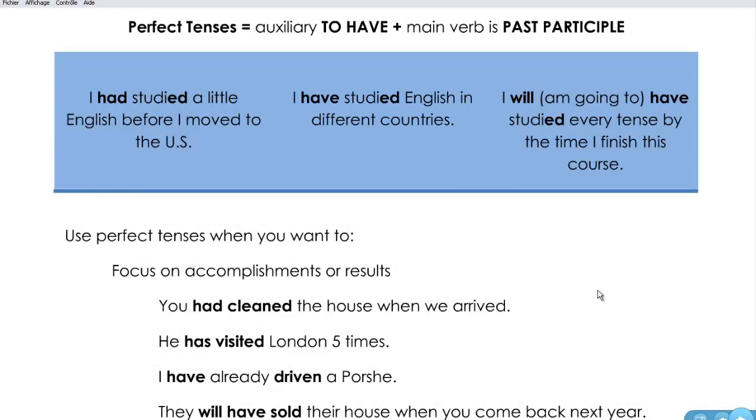So what you keep in mind in general is that with perfect tenses, it's mostly when you want to focus on an accomplishment or a specific result. If I use the 2 examples in the present, he has visited London 5 times. What is important here is not when this person visited London, is to see the accomplishment or the result that he has been there 5 times.